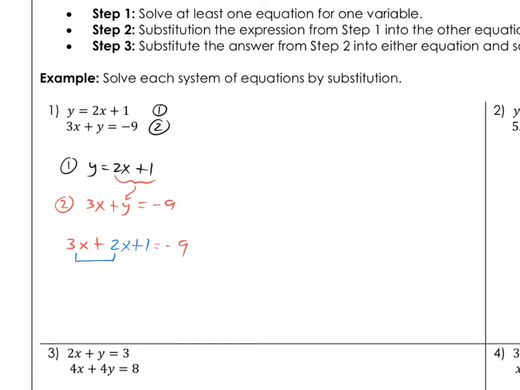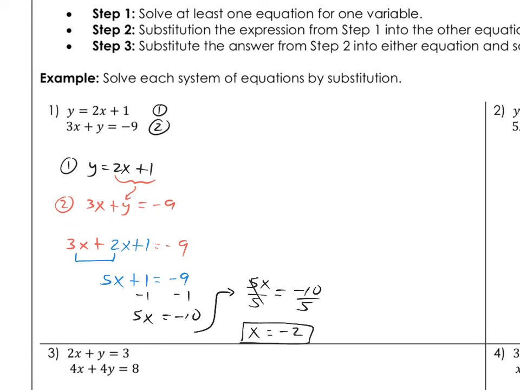I'm going to combine like terms here. I'm going to get 5x plus 1 equals negative 9, and performing some inverse operations, I'll subtract the 1 from both sides. That'll leave me with 5x equals negative 10. Now I'm going to divide both sides by 5, and my x value ends up being negative 2.